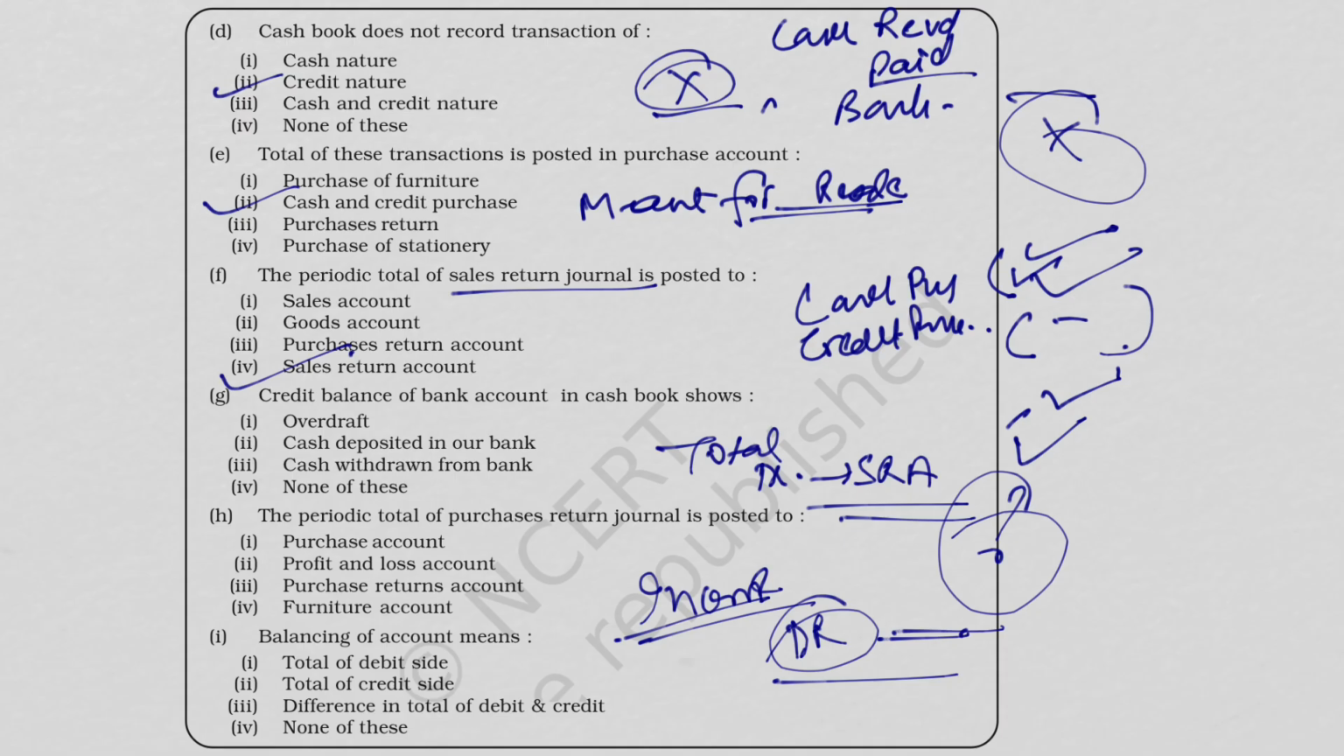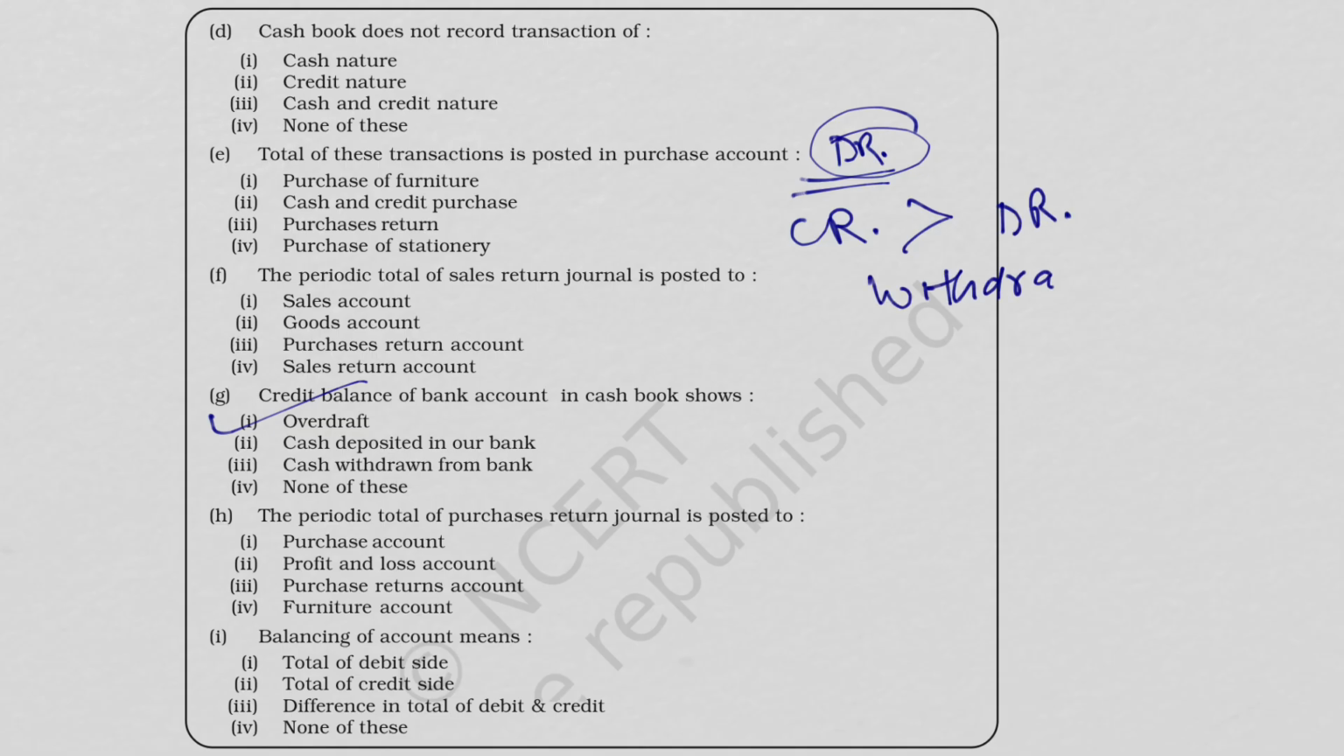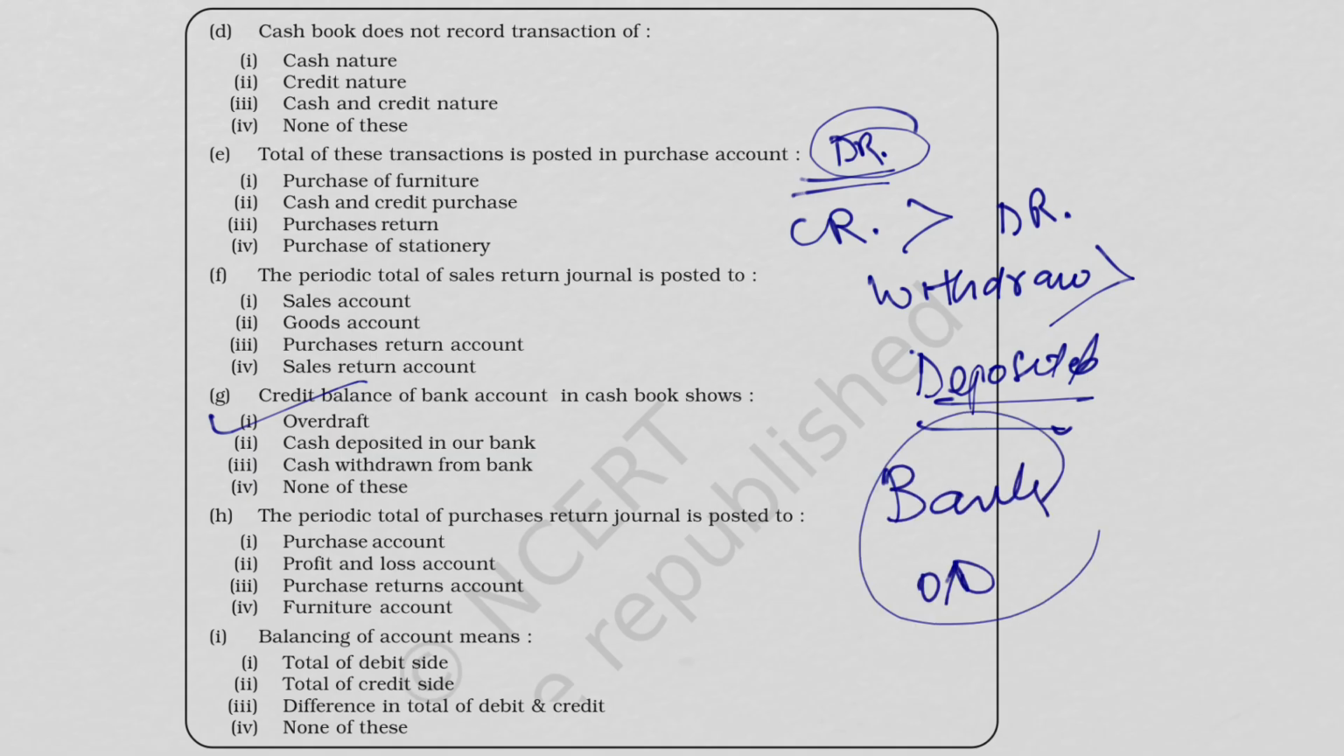Next we have: credit balance of bank account in cash book. The answer is overdraft. Okay, so normally the bank column shows a debit balance, that is a positive bank balance. If the credit side is more than the debit side, it means that we have withdrawn more than we have deposited. So this situation is called a bank overdraft. Overdraft means the bank has given us extra money or loan facility. So credit balance in bank column equals overdraft.